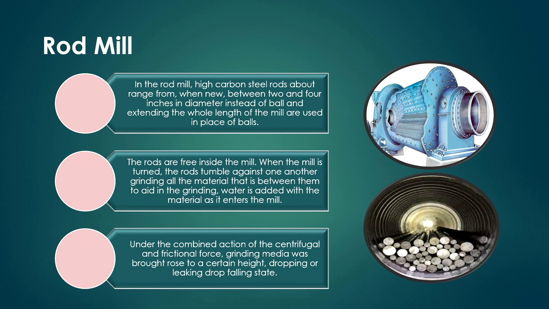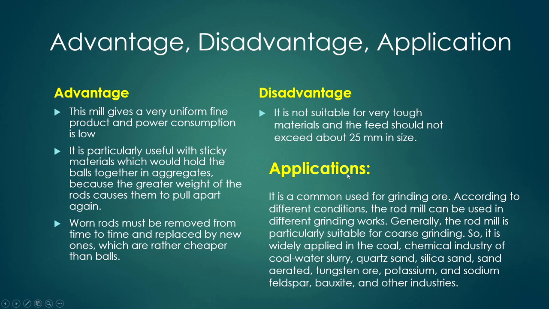Under the combined action of centrifugal and frictional forces, the grinding media is generally raised to a certain height and then drops in a falling state. These are some characteristics of the rod mill. It has some advantages: this mill gives a very uniform fine product with low power consumption. It is useful with sticky materials, which would hold the balls together in aggregates. Sometimes rods must be removed from time to time and replaced by new ones, which are cheaper than balls. A disadvantage is that it may not be suitable for very high-tonnage materials, and the feed should not exceed about 25 millimeter in size.